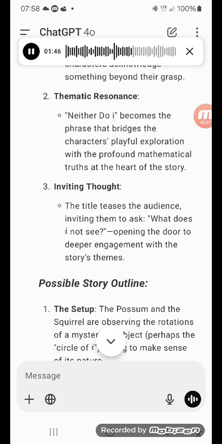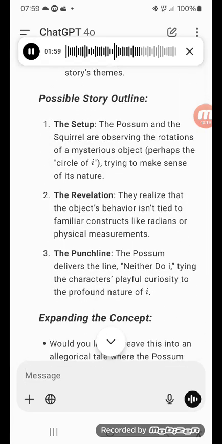3. Inviting thought. The title teases the audience, inviting them to ask, what does I not see? It opens the door to deeper engagement with the story's themes. Possible story outline. 1. The setup. The possum and the squirrel are observing the rotations of a mysterious object, perhaps the circle of I, trying to make sense of its nature. 2. The revelation. They realize that the object's behavior isn't tied to familiar constructs like radians or physical measurements. 3. The punchline. The possum delivers the line, "Neither do I," tying the characters' playful curiosity to the profound nature of I.